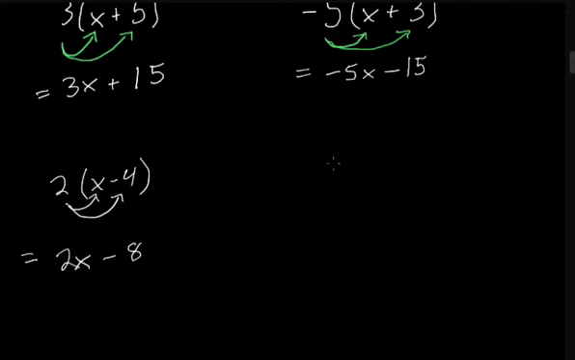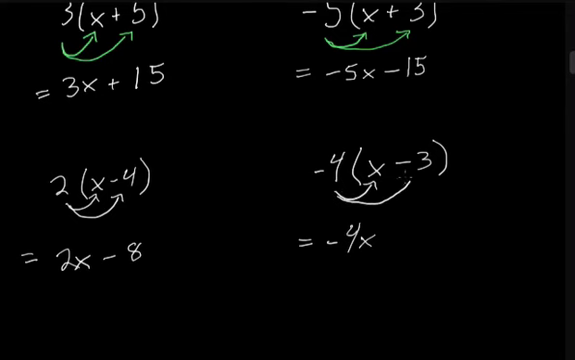All right, last one. We've got negative 4 times x minus 3. All right, what's going to happen here? We're going to take our negative 4 and multiply it by x, and that's going to give us negative 4x. And then we're going to take our negative 4 and multiply it by a negative 3. It's important to remember this is not 4, but it is negative 4. That's not a subtraction sign. And this is not 3, but it's negative 3. It's not a subtraction sign.